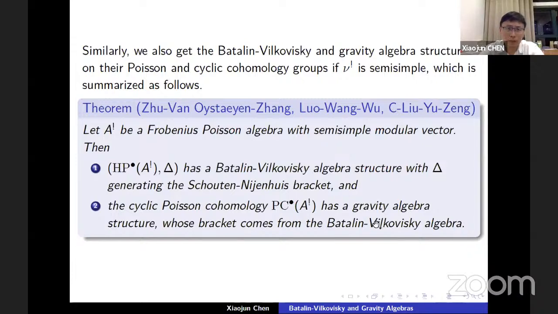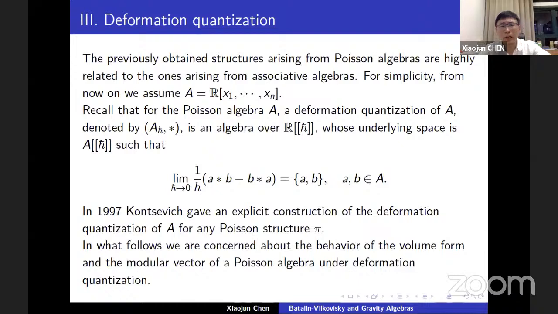So now you see, as I just said, we can compare this Poisson homology and cohomology with those coming from associative algebras, where we consider the Hochschild homology and cohomology. Let's make this comparison more precise. The previously obtained structures arising from Poisson algebras are highly related to the ones from associative algebras. Now, for simplicity, we assume A is just the polynomial algebra.